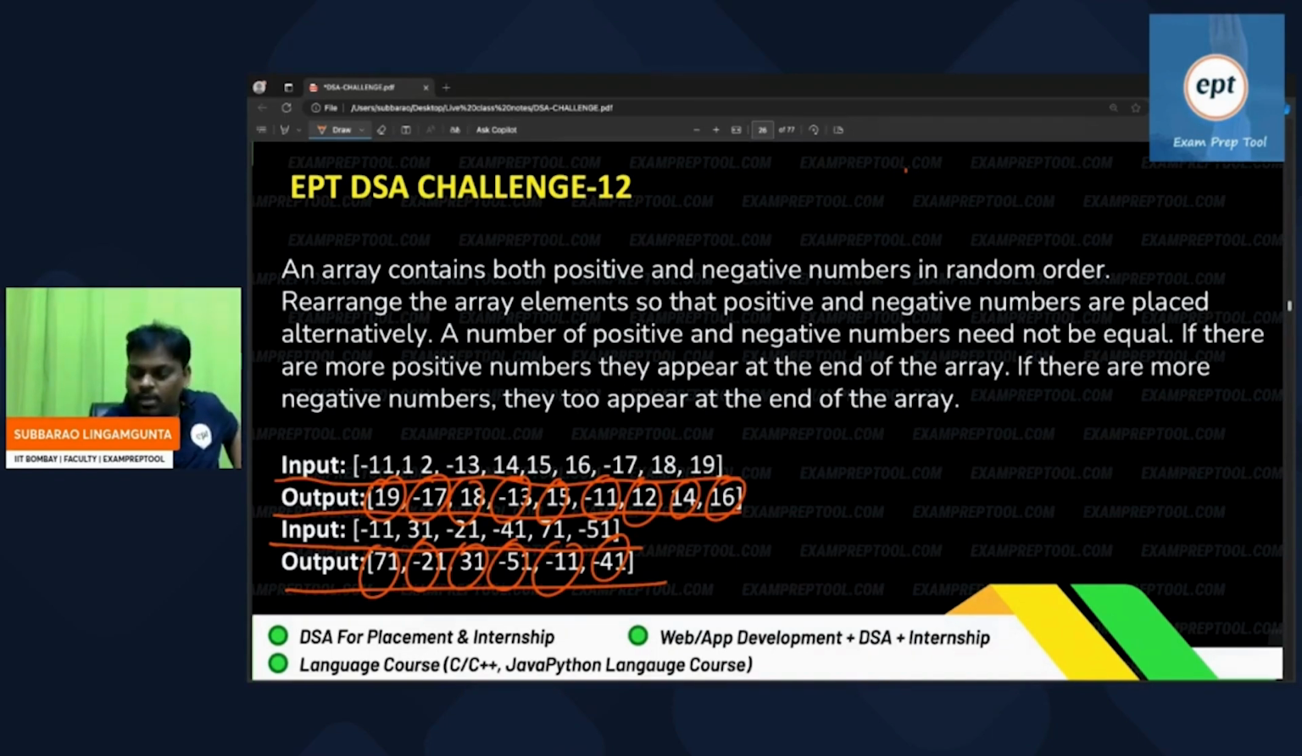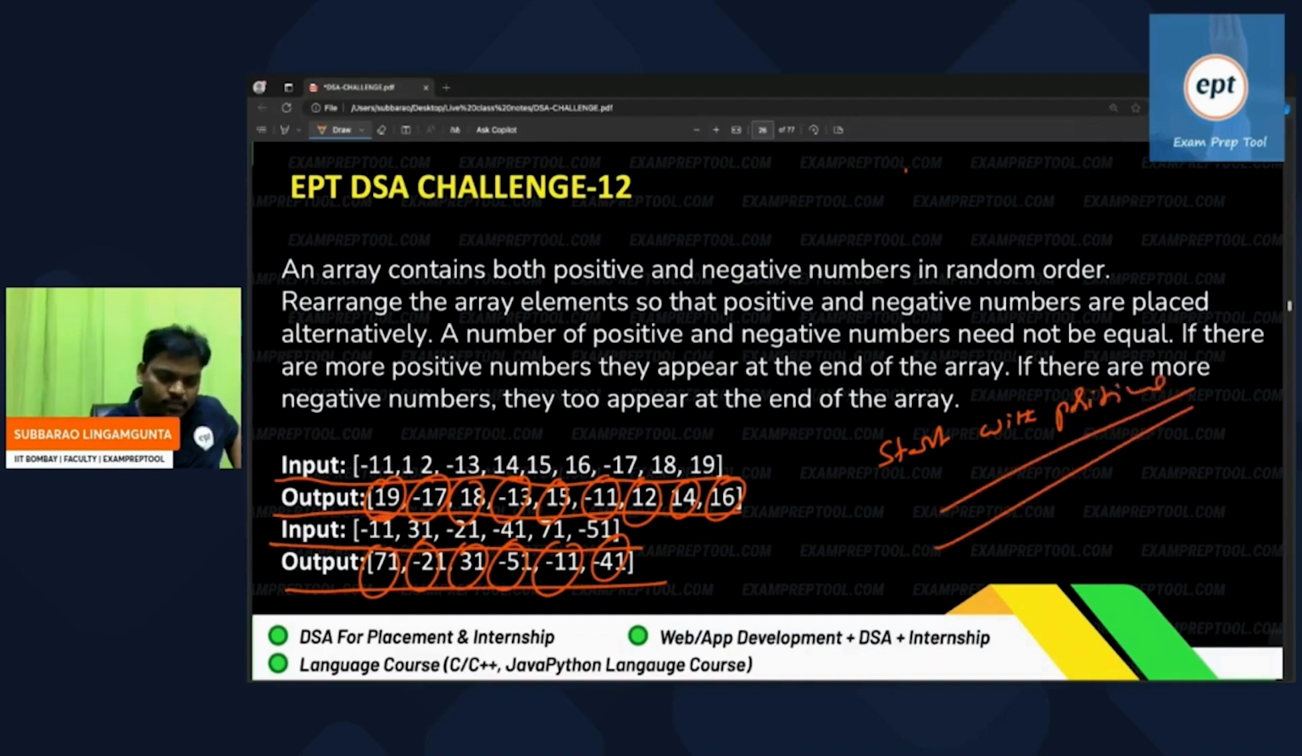Rearrange the array elements so that positive and negative numbers are placed alternatively. So if you want, you can start with positive. Okay, I will write that also. Start with positive. Because I started. If you want, you can start with negative also. Let's give this condition also. Start with positive. I hope this is very simple. So let's see how you are going to manage it.